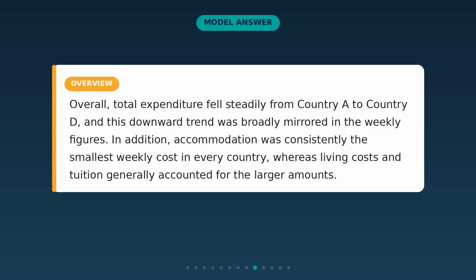Overview. Overall, total expenditure fell steadily from country A to country D, and this downward trend was broadly mirrored in the weekly figures. In addition, accommodation was consistently the smallest weekly cost in every country, whereas living costs and tuition generally accounted for the larger amounts.